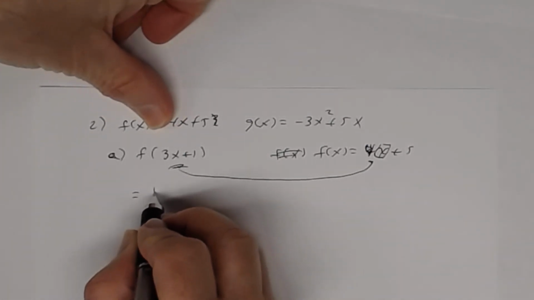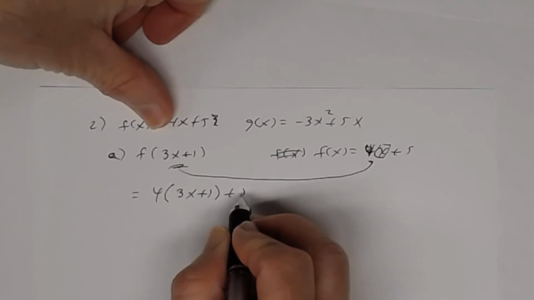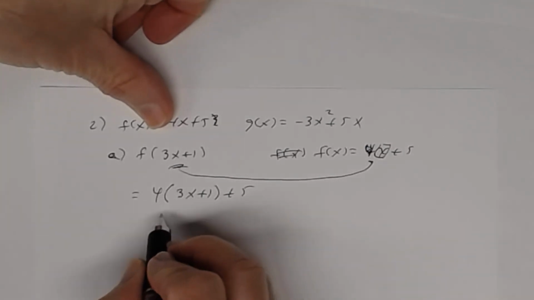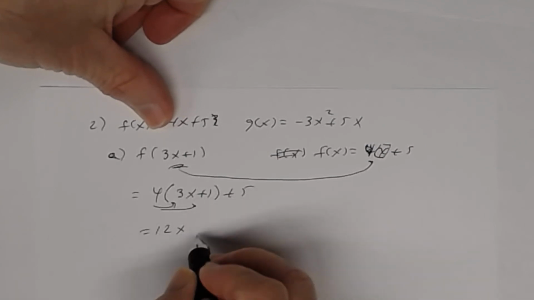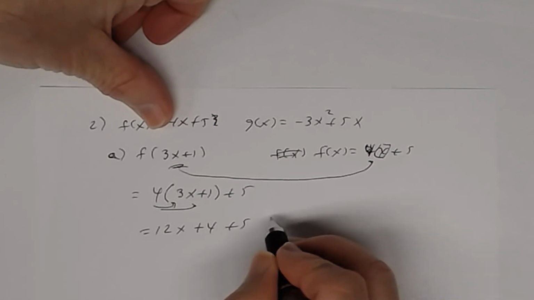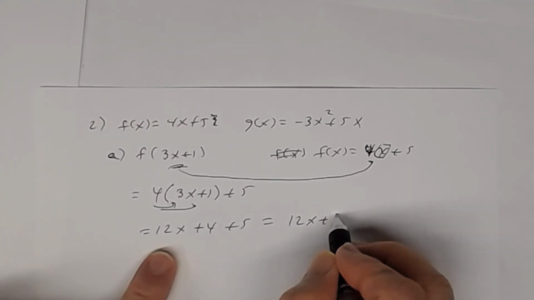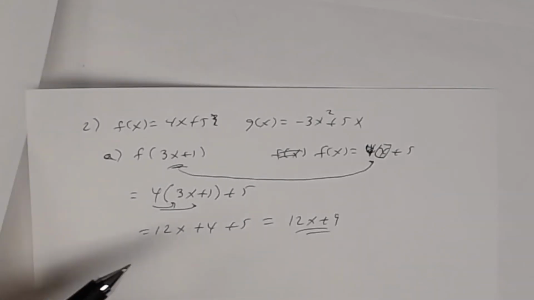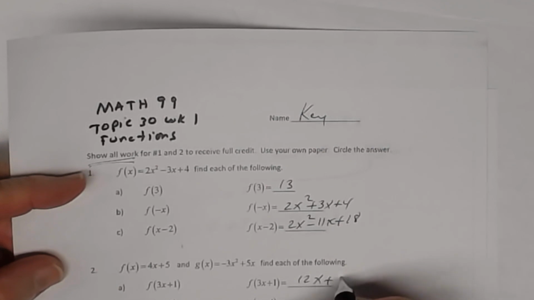So this becomes 4 times, in parentheses, 3x plus 1, and then plus 5. And then here I can distribute right away. So 4 times 3x is 12x, 4 times 1 is 4, and then plus 5. And when I combine like terms, I get 12x plus 9. And that's 2a. So 12x plus 9.